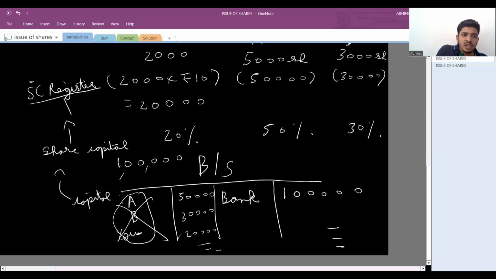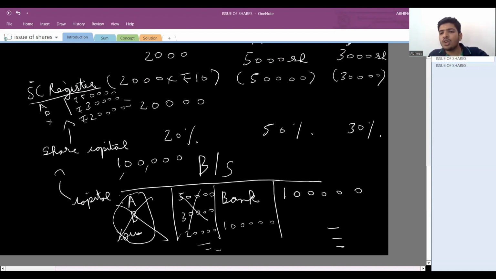under which these things are mentioned, like A, B, and U. So A purchased 50,000 shares, B purchased 30,000 shares, and U purchased 20,000 shares. Not 20,000 shares, 50,000 rupees worth of shares, 30,000 rupees worth of shares, and 20,000 rupees worth of shares. So in the balance sheet side, only 1 lakh will be mentioned.